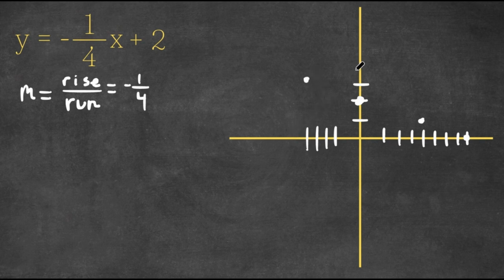Now let's do it again. We go up by 1, and we go to the left by 4. 1, 2, 3, 4. It's going to be about here.